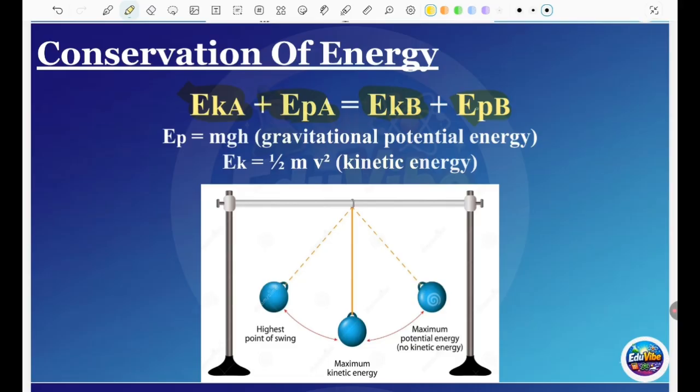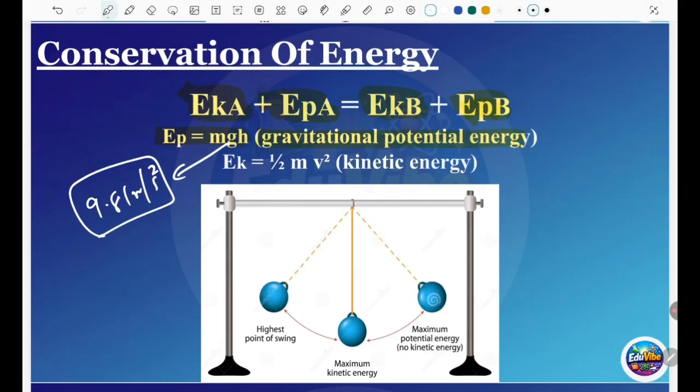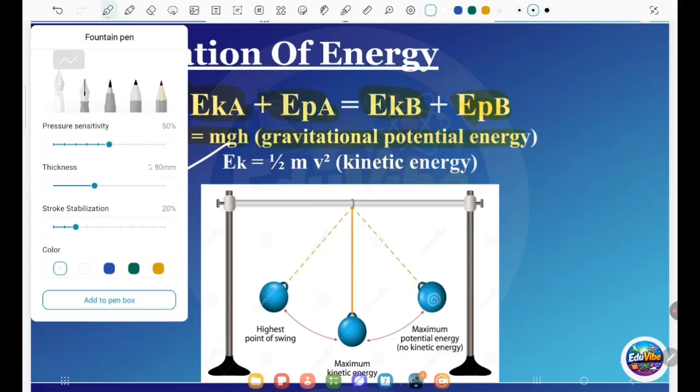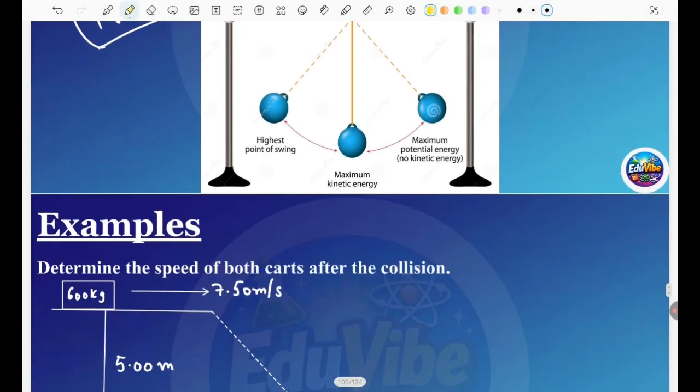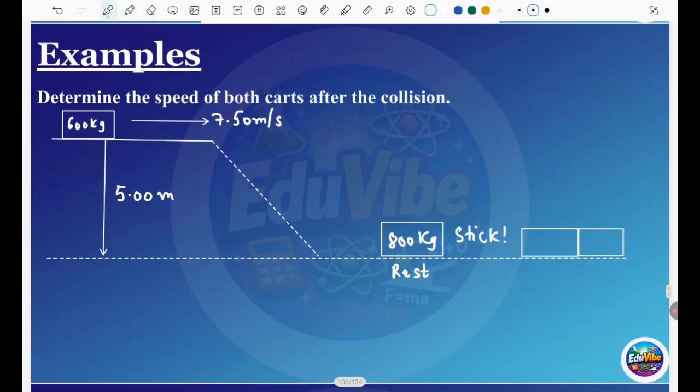EPB is equal to mgh. This is the gravitational potential energy, and we take it as mgh. For the parameters, you all know that g is 9.81 meters per second squared, and EK is your kinetic energy, which is half mv squared. We have to use the same ones. Let's move on to the example and figure out how we use them.